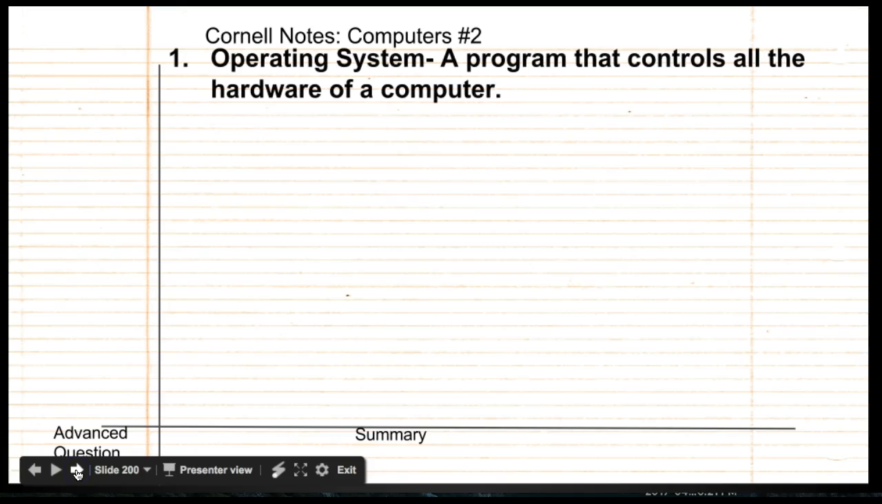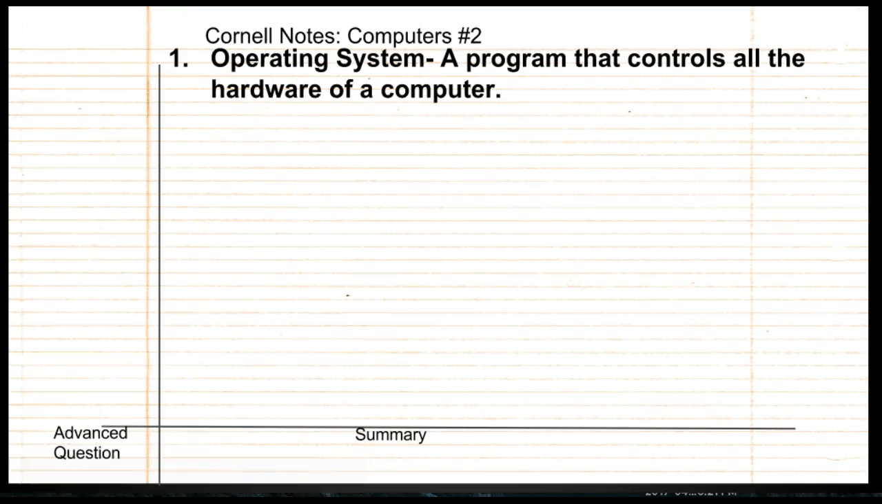For number 1, operating system. We briefly talked about that yesterday, but an operating system is a program that controls all the hardware of a computer. A question you can use for number 1 is, what is an operating system? For the rest, go ahead and make up your own questions.